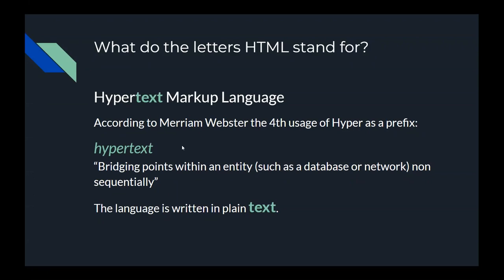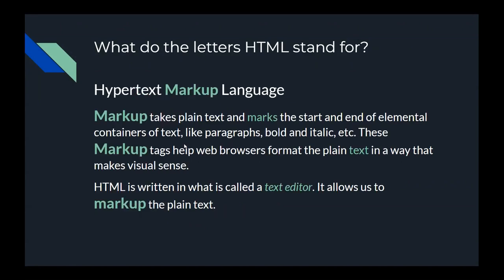The other point to understand is that HTML is written in plain text. The next part is markup. So hypertext markup language. Markup takes plain text and marks the start and end of elemental containers of text. We've seen this in things like paragraphs or with the bold tag or the I tag for italic, et cetera, et cetera. We've done this with sections. We've seen this with figure. We've seen this with fig caption. These markup tags help web browsers format the plain text in a way that makes visual sense.